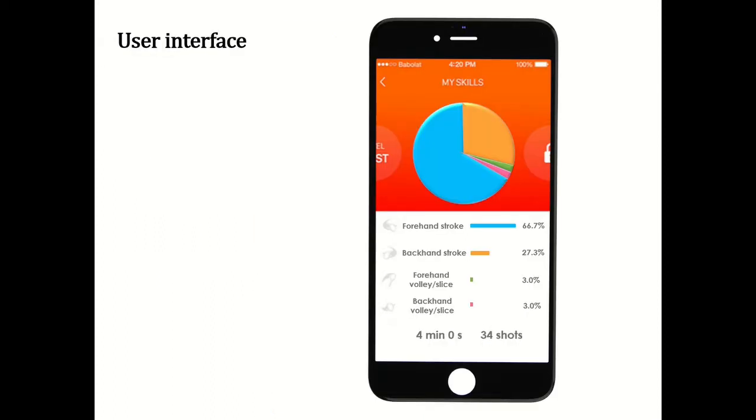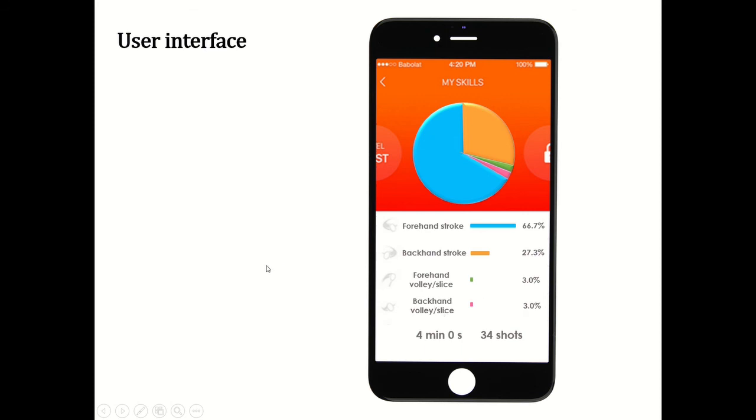Finally, we will have a user interface on smartphone like this, and the final data are presented here. During this 4-minute training, I did 34 shots in total. 66.7% is forehand stroke, 27.3% is backhand stroke, 3% is forehand volley or slice, and another 3% is backhand volley or slice.